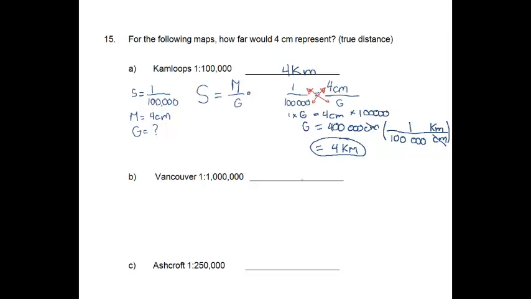I would suggest you stop the video now and see if you can do the following question. I am going to attempt it though, so turn off the video now before you see how I'm going to do it. But it's the same approach. I know that S equals M over G, my map distance. S is always written as a fraction. You cannot write scale without it being in the form of a fraction.